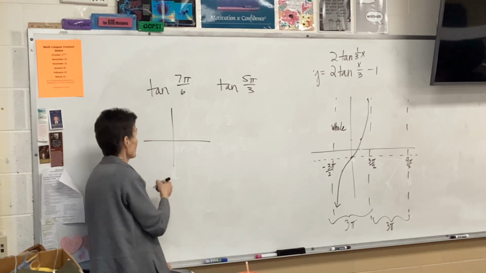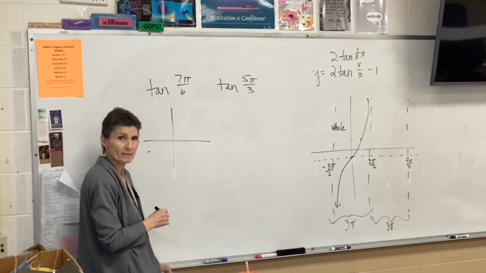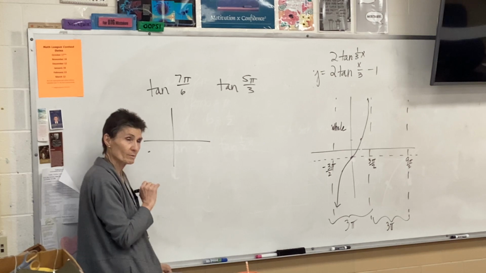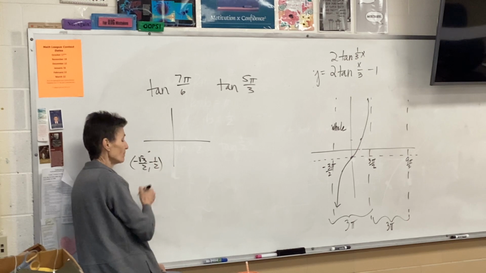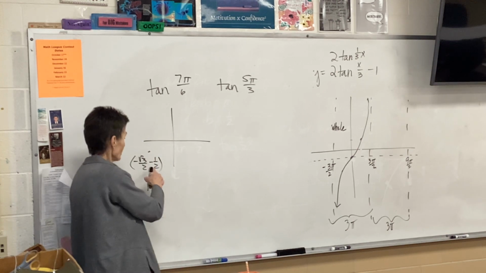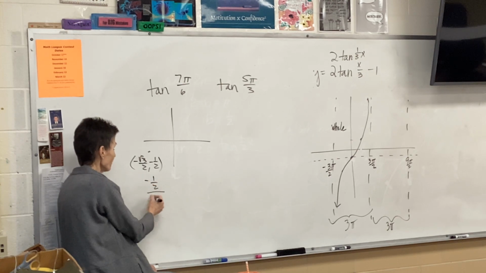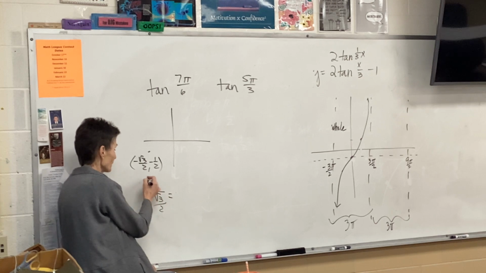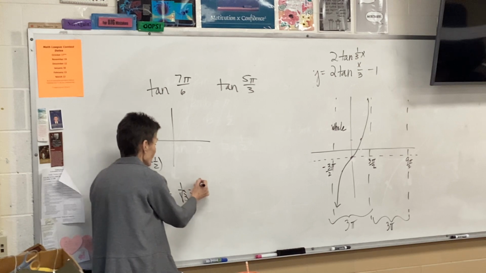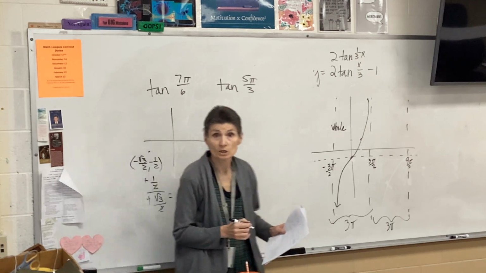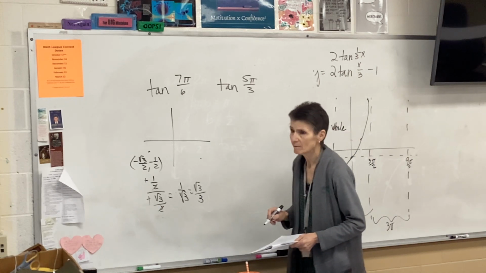Okay? So I always have to visualize it. Here I am, 7 pi over 6. It's a pi over 6 angle, but it's in quadrant 3. So that would be negative root 3 over 2, negative 1/2. Slope is this one over this one. So negative 1/2 over negative root 3 over 2. Negatives cancel, 2's cancel. 1 over root 3 or root 3 over 3 for our slope of 7 pi over 6.